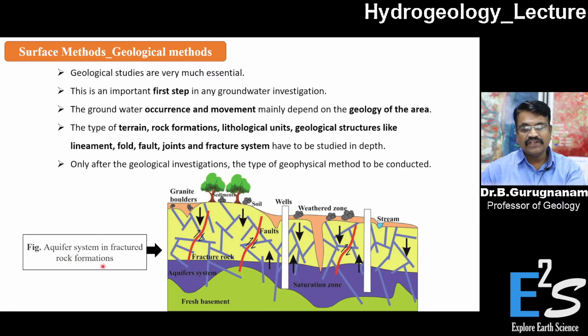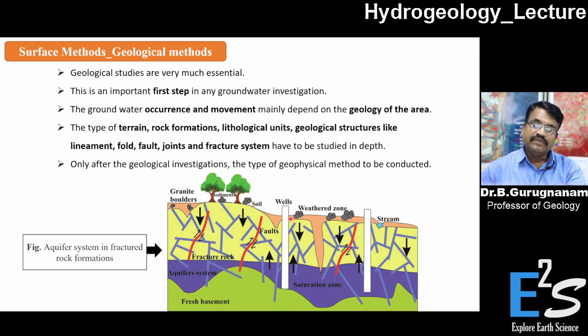An aqueous system in fractured rock formation is given. You see, these are granitic boulders, and then this is the fractured rock. You can find a number of fractures in between. This is the fault, the movement, the displacement of rock, and you have an aquifer system here and the fresh basement. When the water conduits through the fractures and reaches the water table, it is static. It is uniform throughout the area, and water conduits down to the surface, over which you have your sediments.